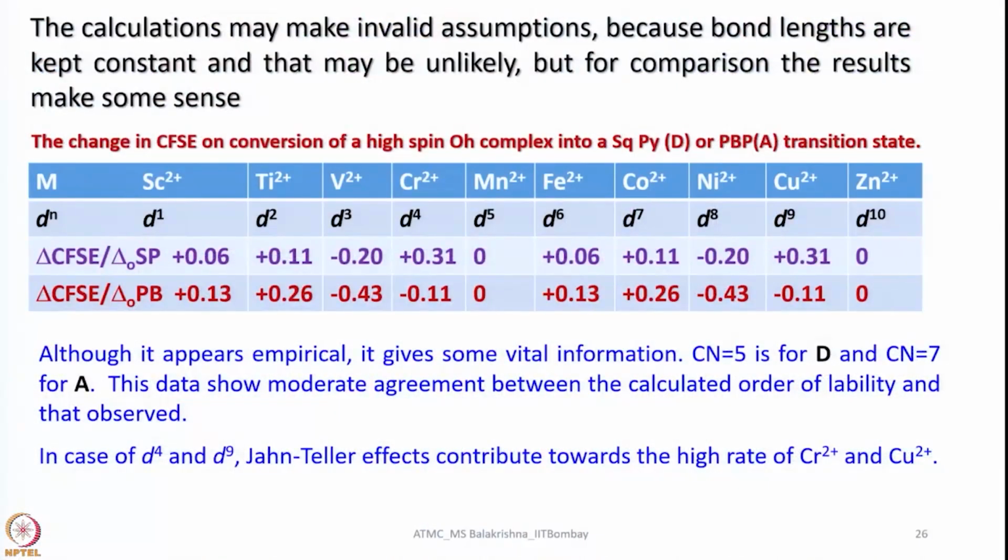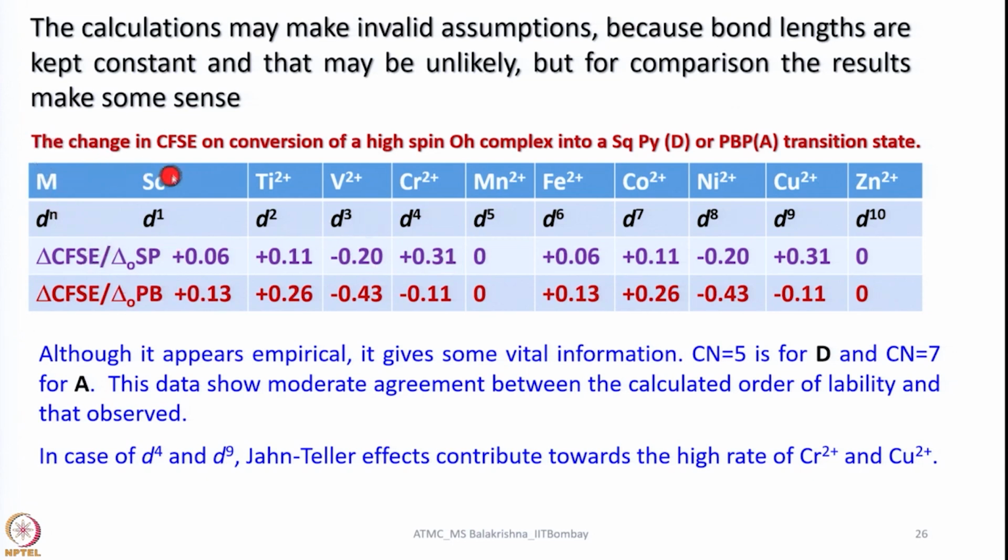A loss of CFSE indicates an increase in the activation energy for the reaction and hence a decrease in its rate. The splitting of the d orbitals depends on the coordination geometry. So, we can calculate the change in CFSE on the formation of a transition state. So, now I have given some values. The calculations may make invalid assumptions because bond lengths are kept constant, and that may be unlikely. But for comparison the results make some sense.